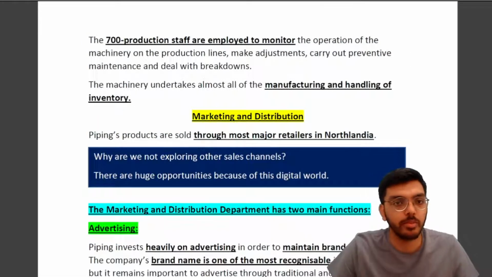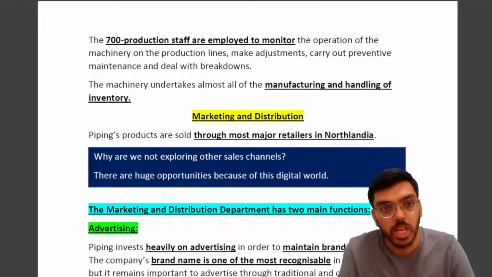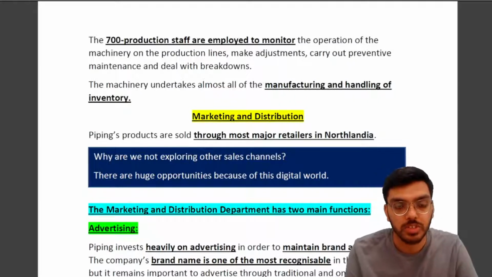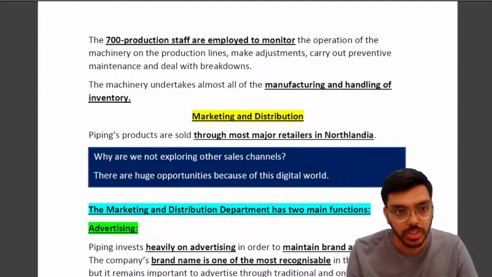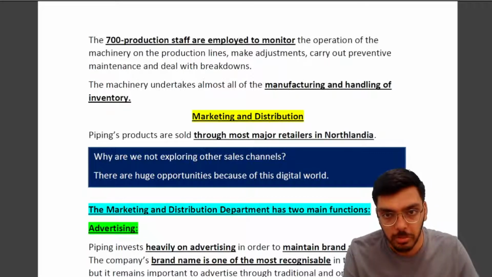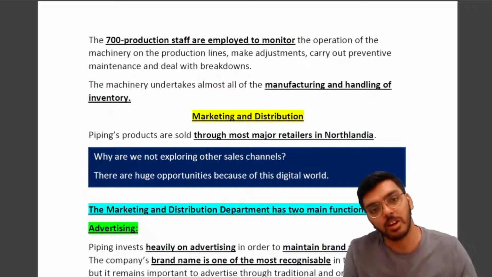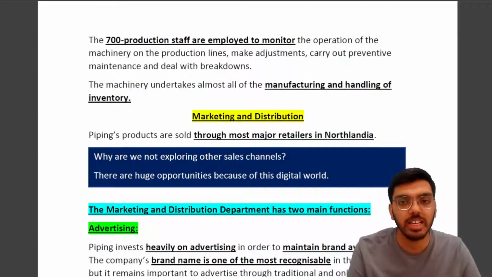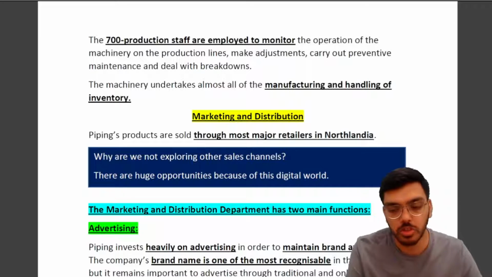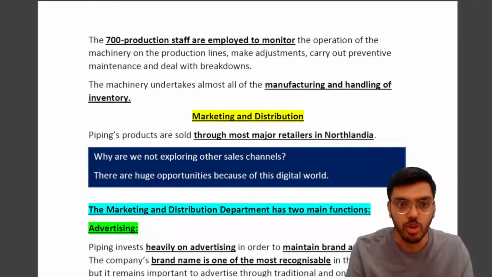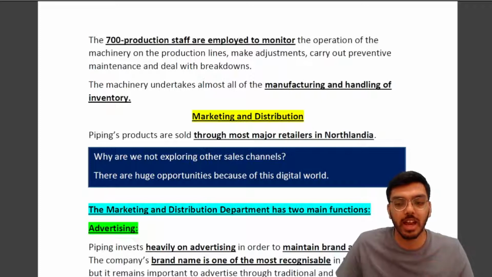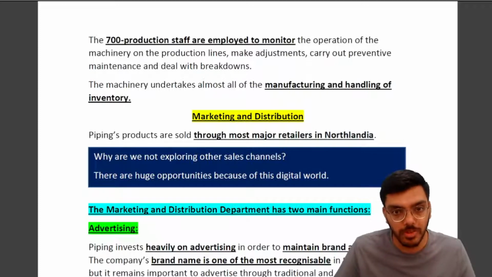Next, they're clearly telling us that we have 700 production staff who are employed to monitor the operation of the machinery on the production lines, make adjustments, carry out preventive maintenance, and deal with breakdowns. So these are staff that will be involved in the production process. You're a big company, 700 people working. The machinery undertakes almost all of the manufacturing and handling of the inventory.